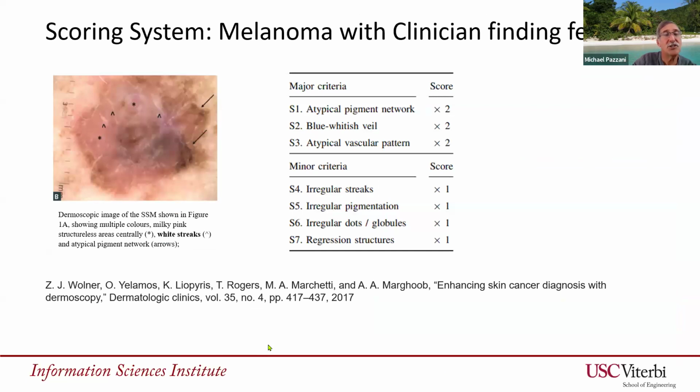Now, it turns out some people in AI have looked at things like this. It's actually done manually, though. So using a scoring system they developed, if it has a bluish-white veil, it's worth 2 points, and irregular streaks is worth 1 point, and if you're over 5 points, it's melanoma or not. So you can just look at each mole manually and do that. Well, if you can do this manually, maybe you can do it with AI as well. So we're trying to do that.